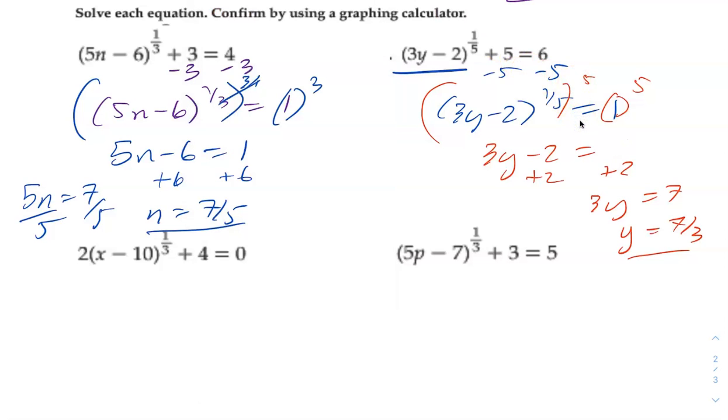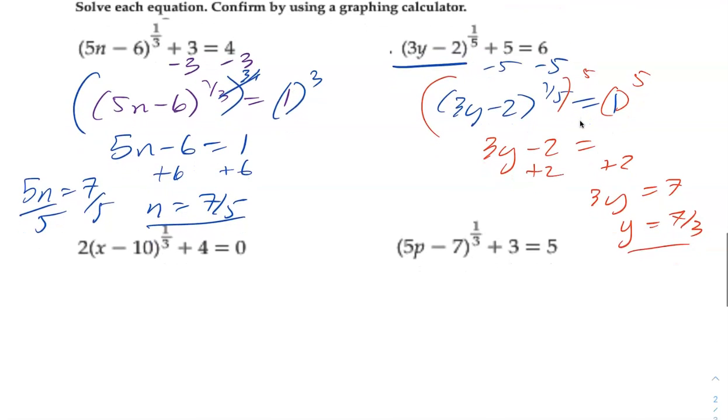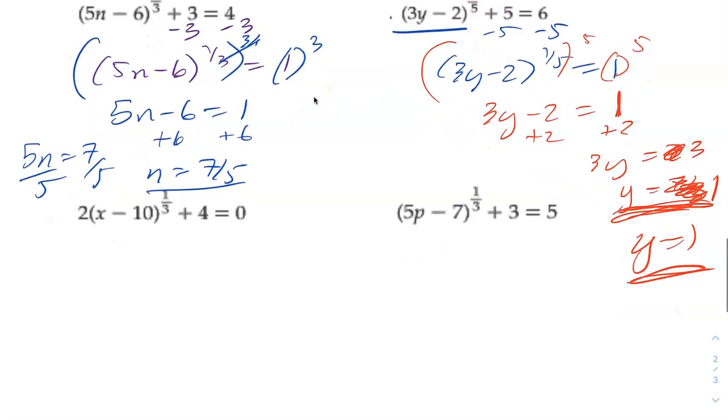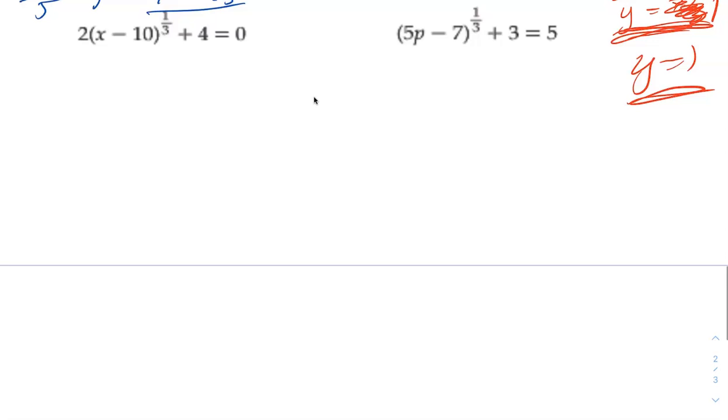1 to the 5th is 1. That's why we check our work. So I should get a 3 here, which will make this 1. My answer should be y equals 1. I'm sorry about that. 1 to the 5th is 1, not 5. If you plug in 1, it works. It does. Okay, last couple. I hope I don't embarrass myself again.